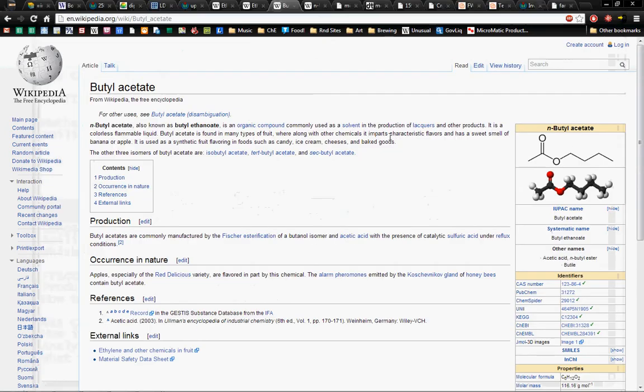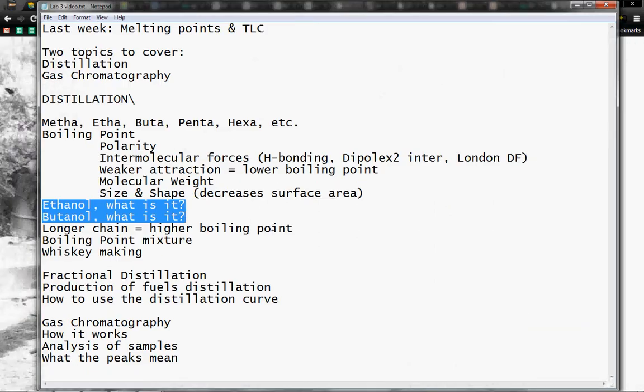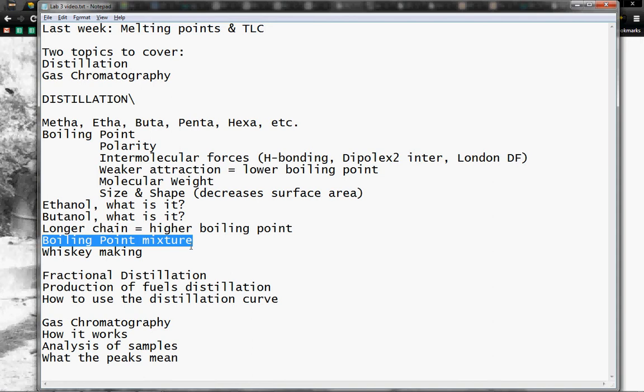And we're also going to be playing with butyl acetate. So you've got the acetate group, and you've got 1, 2, 3, 4 carbons. Very similar to butanol, which has 1, 2, 3, 4 carbons, and the alcohol group at the end. So those are the ones that we're going to be playing with. So remember, longer chain is a higher boiling point. And we're going to be doing a boiling point mixture. So we're going to have 2 substances that we mix, which is going to change the boiling point of each one of them, and I'll talk about that a little more.